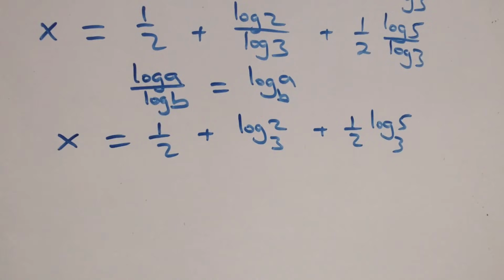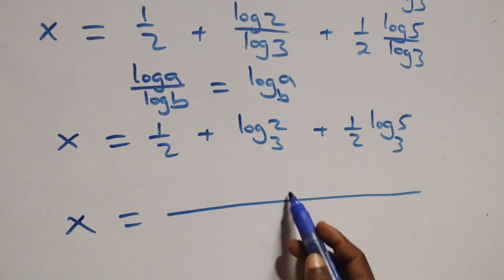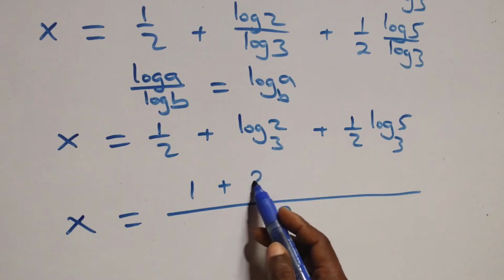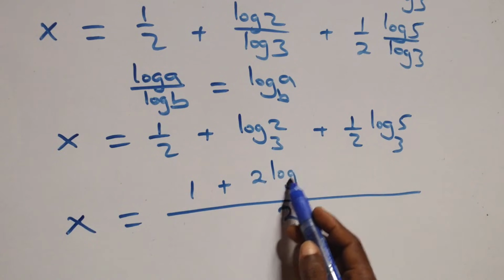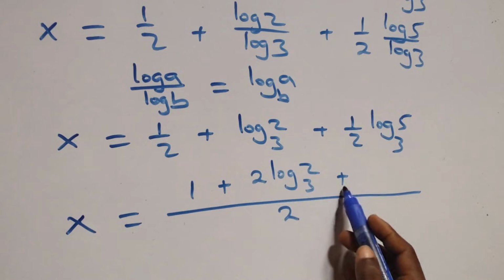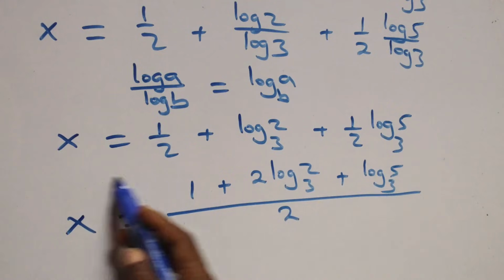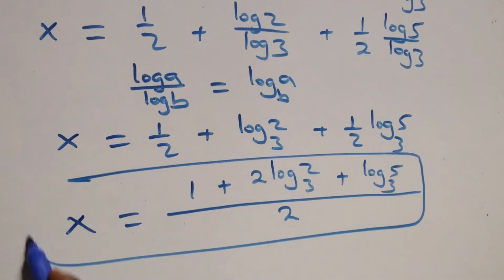Then we bring this together as one fraction. We have x equals to the LCM here, that's 2. And here we have 1 plus 2 log 2 base 3 plus log 5 base 3. And this is the value of x here as 1 plus 2 log 2 base 3 plus log 5 base 3, all over 2.